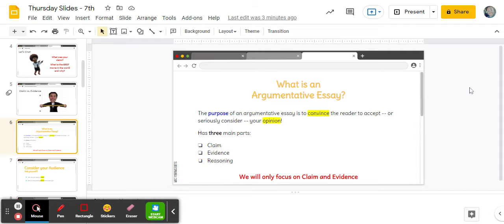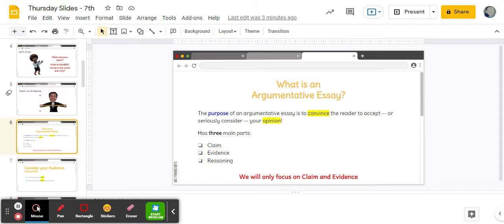What is an argumentative essay? So the purpose of an argumentative essay is to convince the reader to accept or seriously consider your opinion. Argumentative essays have three main parts. That's going to be claim, evidence, and reasoning.